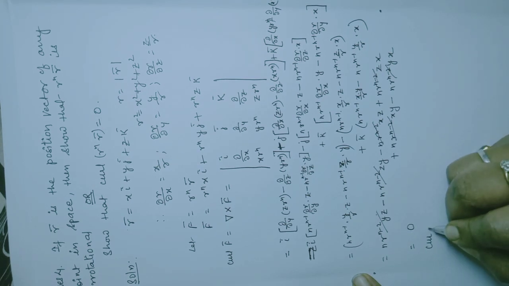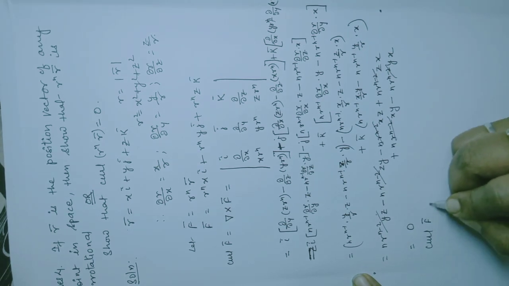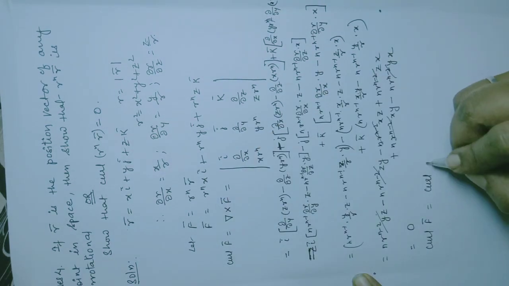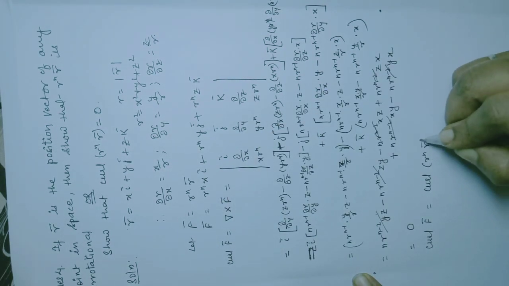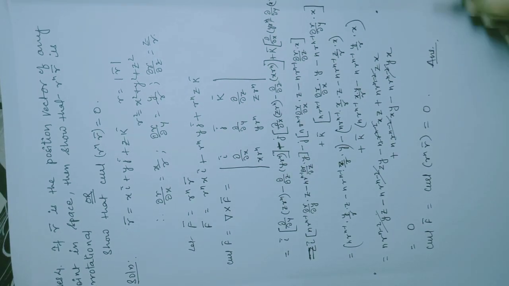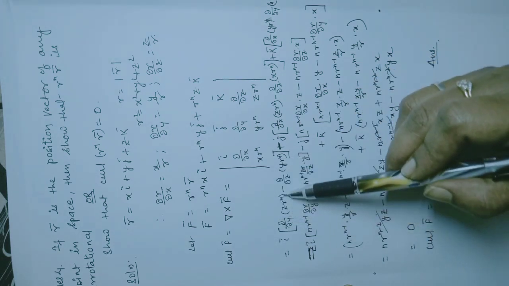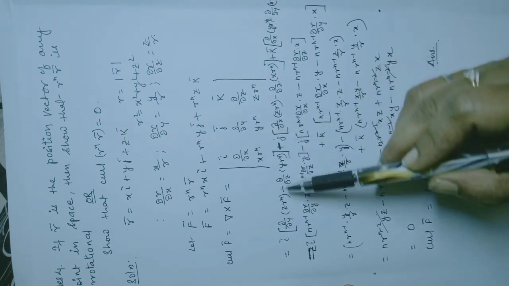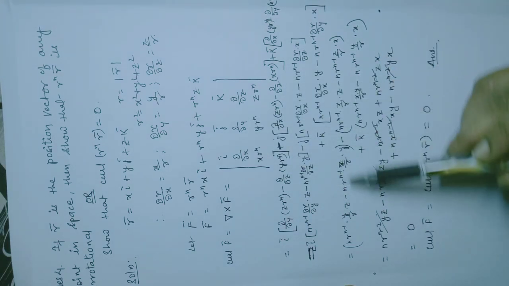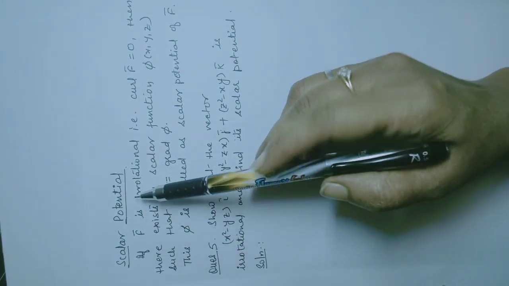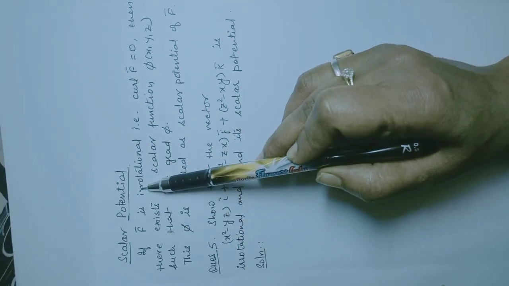So what we get? Curl f, that is, what was your vector f? Curl of f. Right. So you have to do this carefully, just follow what the derivatives are and you will reach the answer. Now let's see what is a scalar potential.